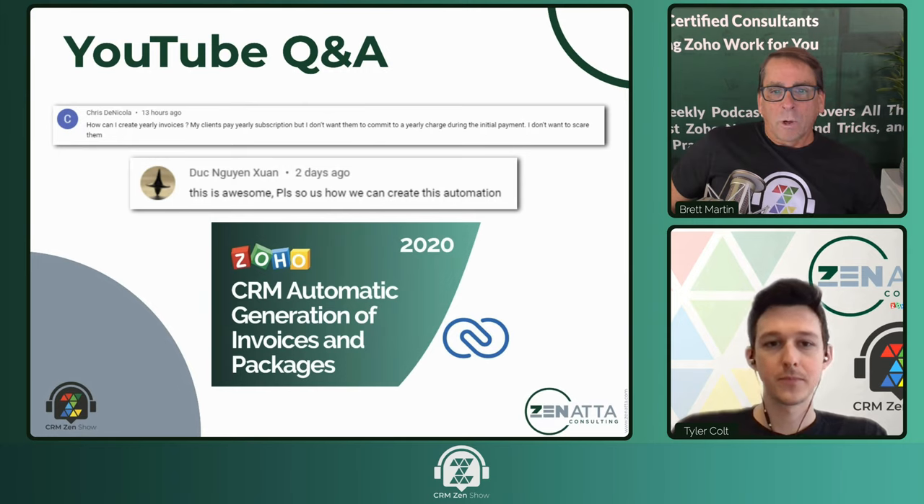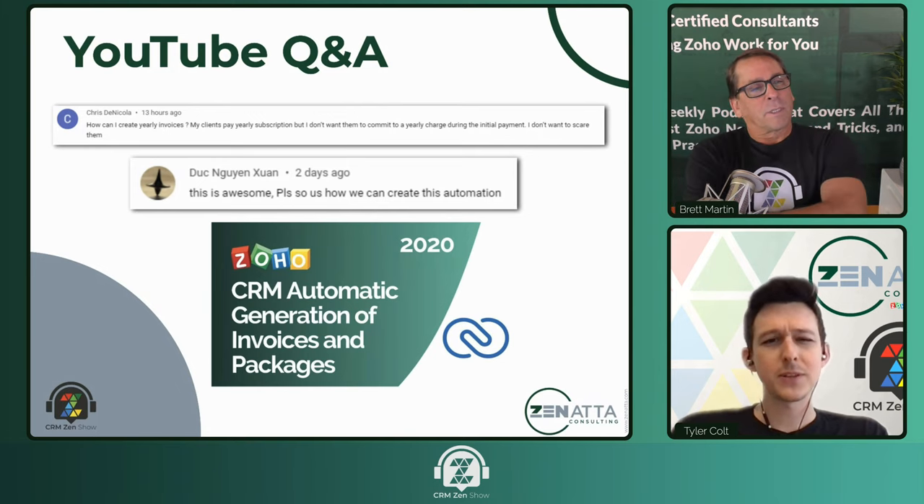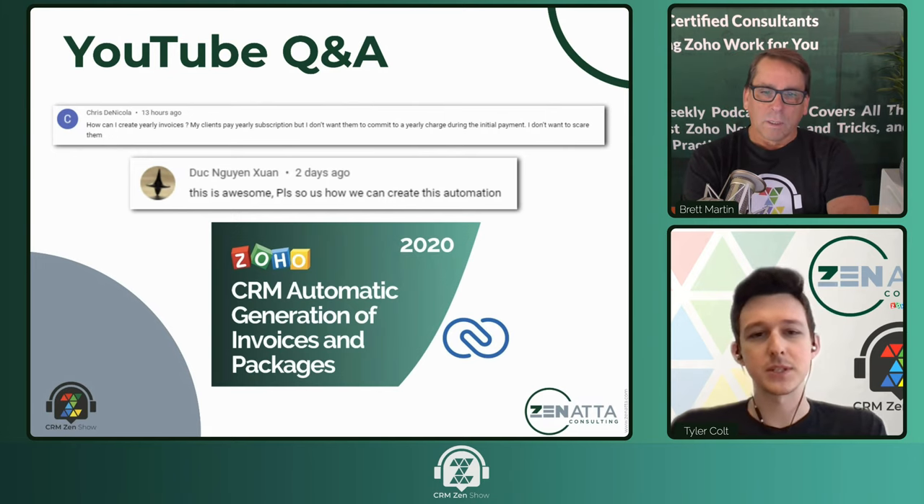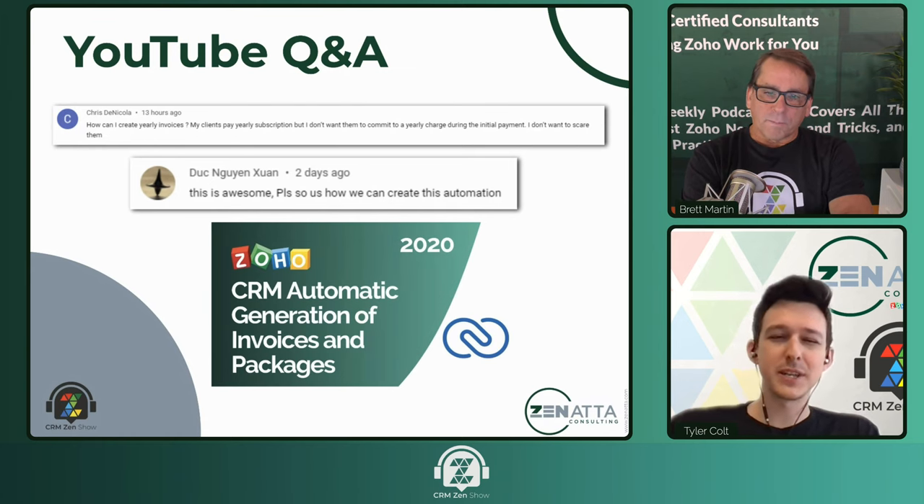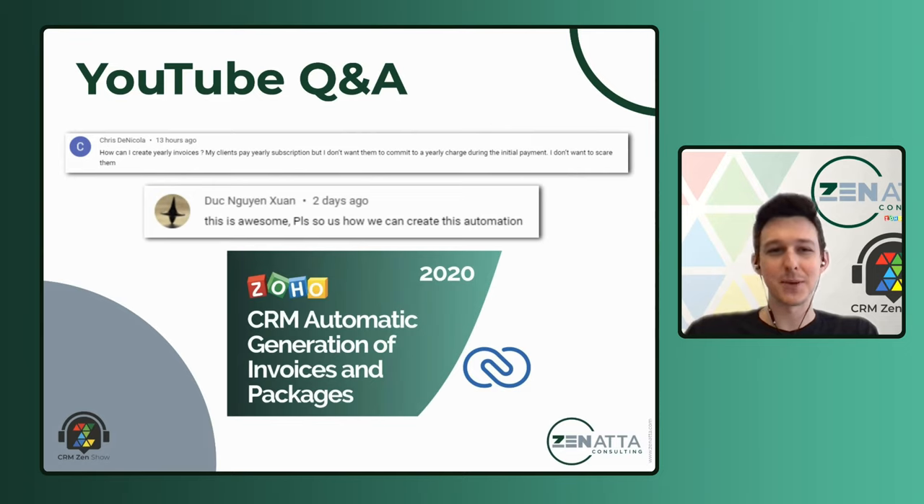All right. And Duknyo and Wong ask, this is awesome. Please help us so we can create this automation. I'm trying to remember what we did on that little invoice and packaging. This video might need a name tweak. This is not in CRM. This is actually in Books. Books and Inventory. But this is a video from a long time back now. I think it was actually when we used to make videos demoing our implementation of the week.